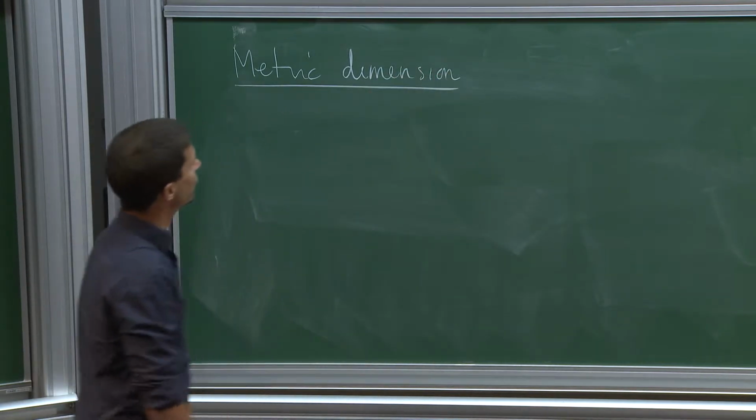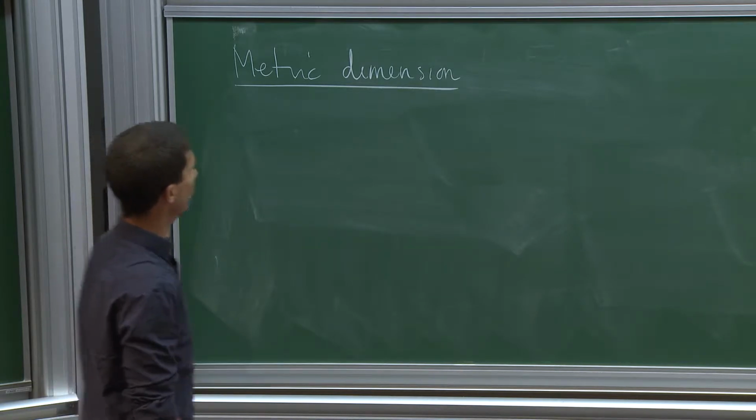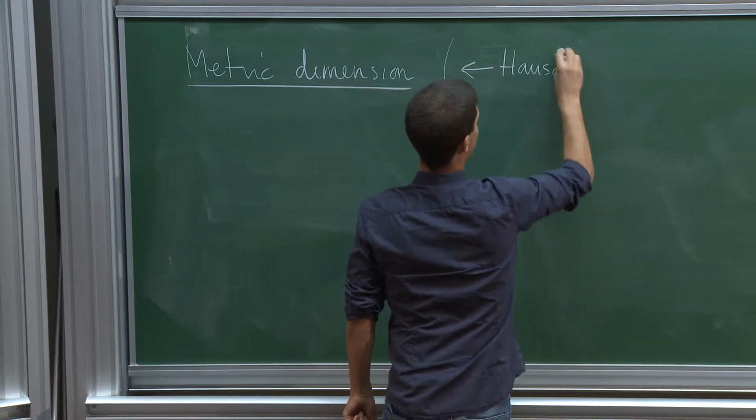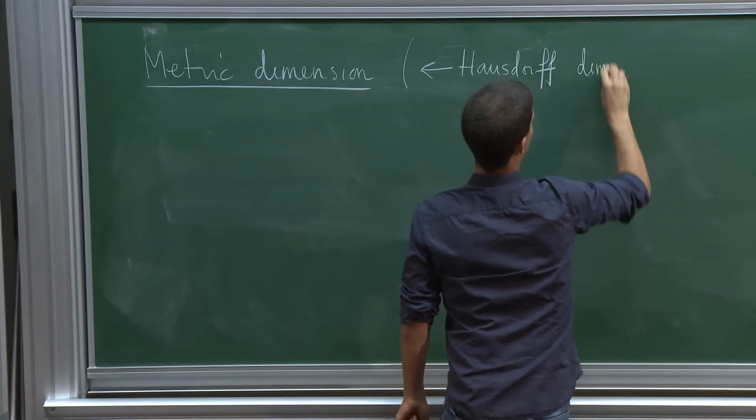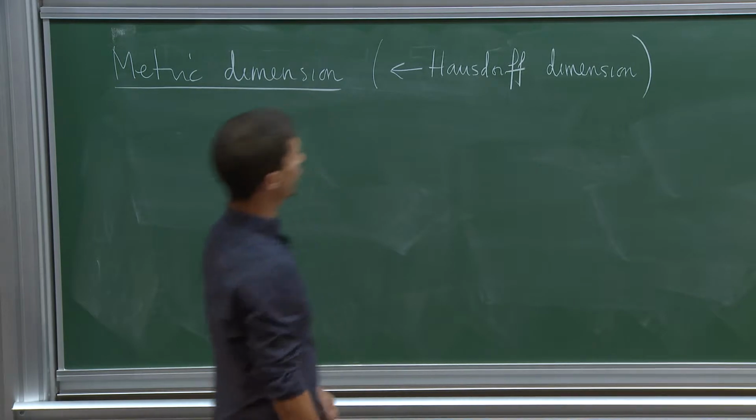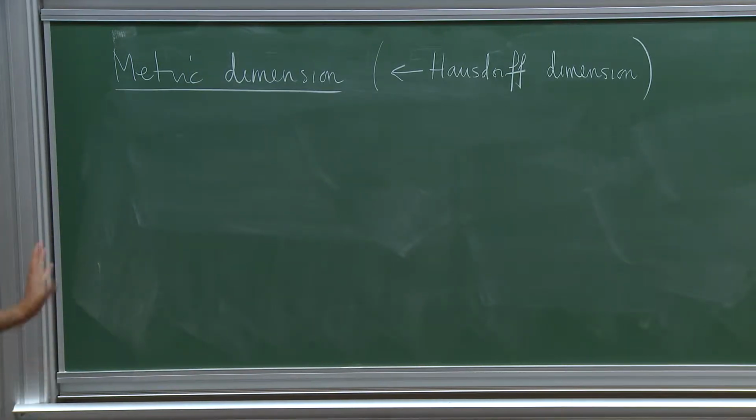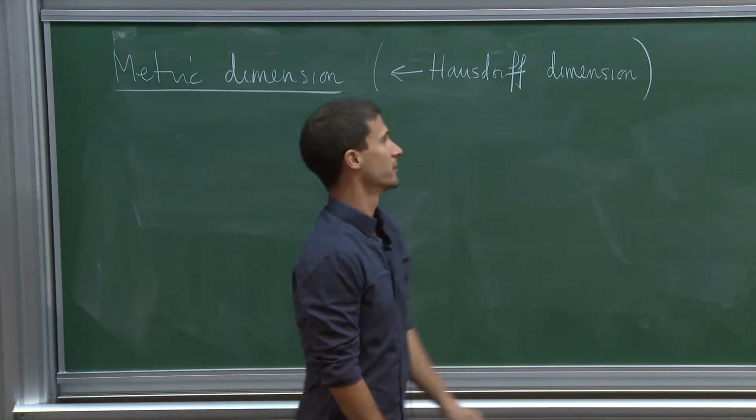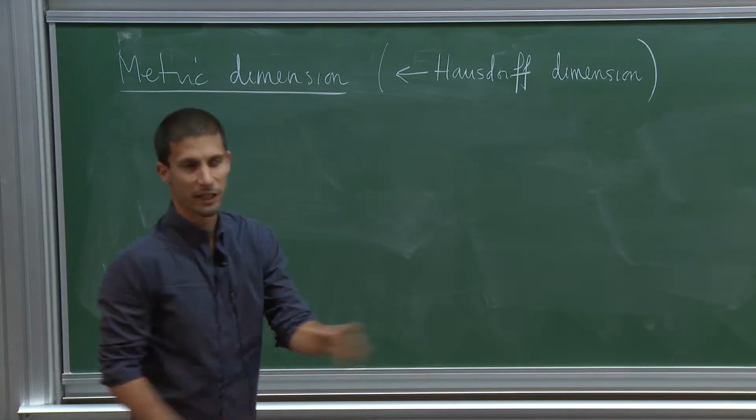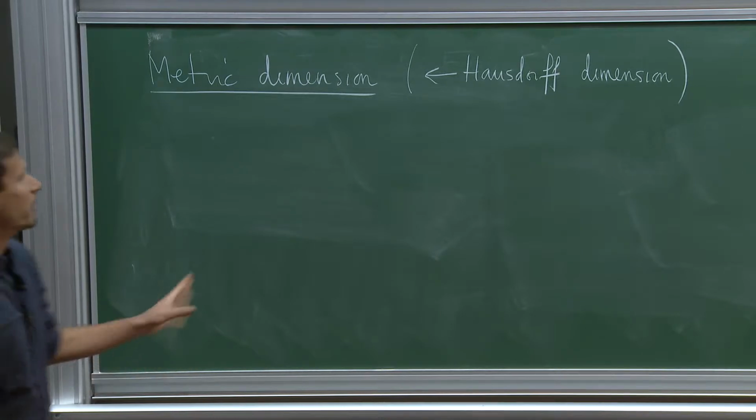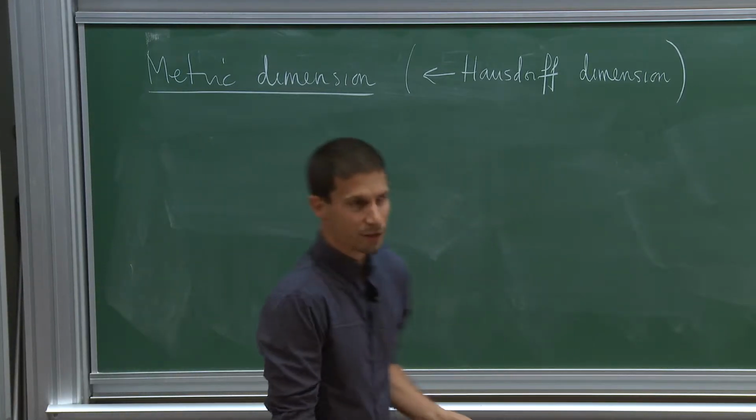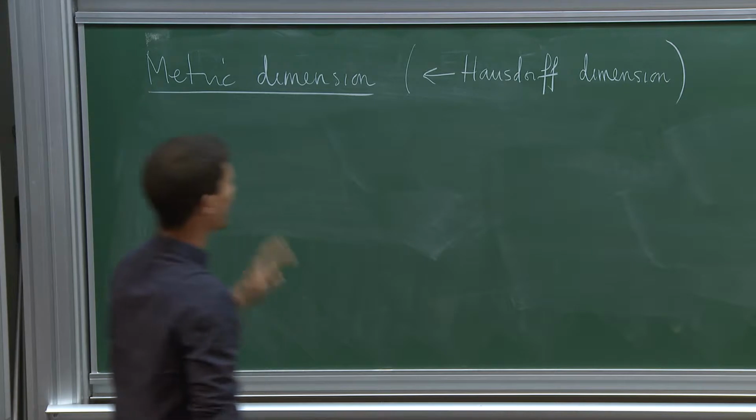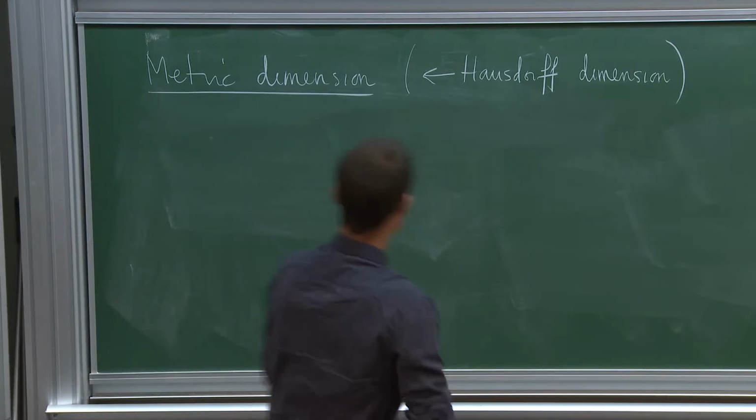So metric dimension, you will often see Hausdorff dimension when you speak about this in books or literature, but I will not give a formal definition of this Hausdorff dimension, because it's a little bit technical and maybe not very intuitive. So I will give another definition that is almost equivalent, I would say, but that for intuition is much better. So let me give this definition.